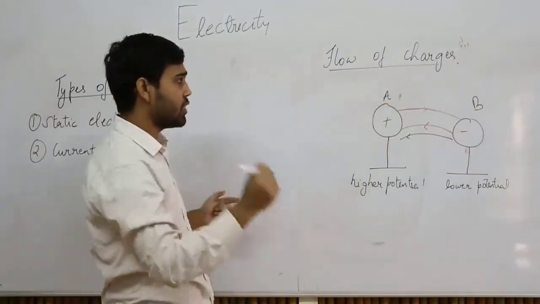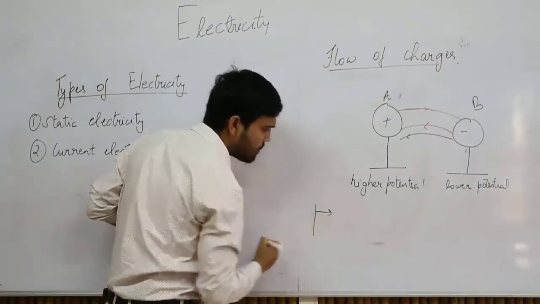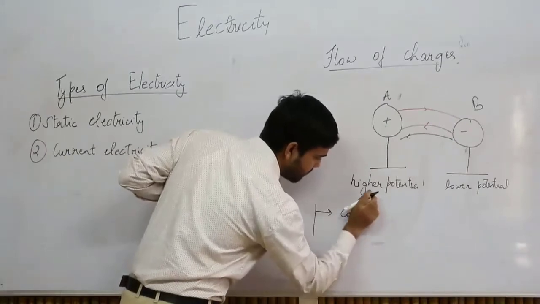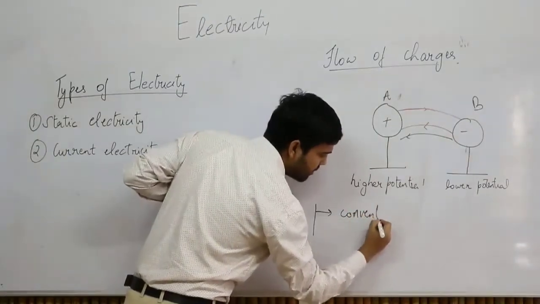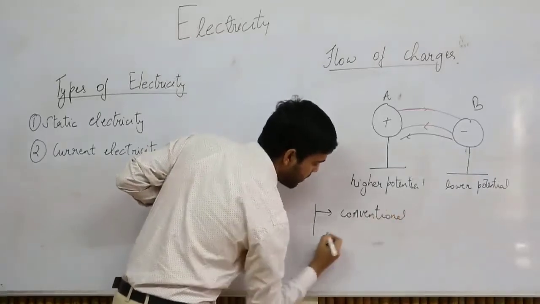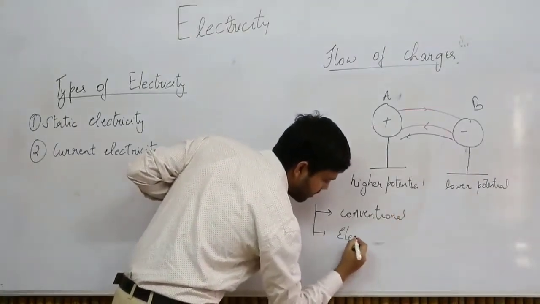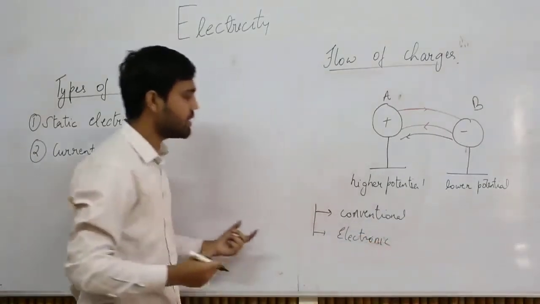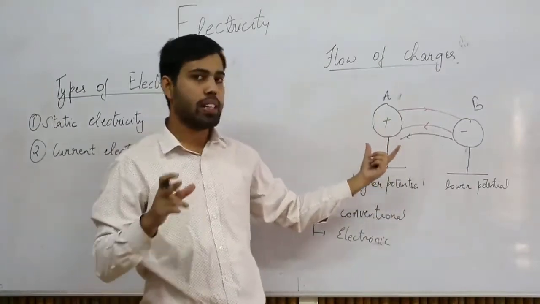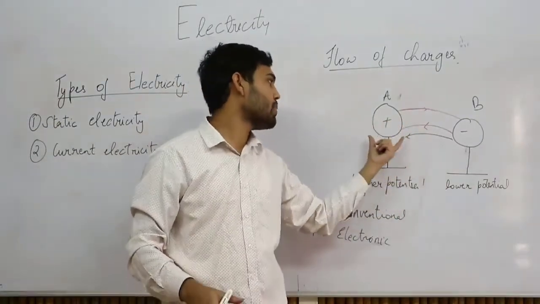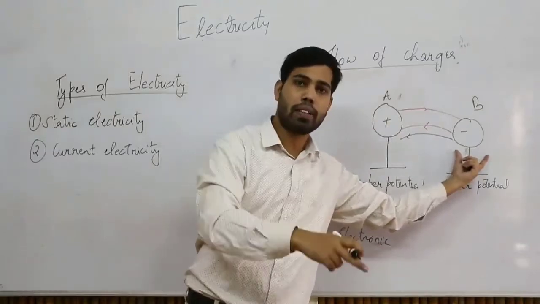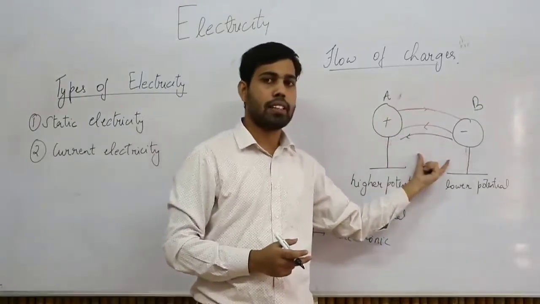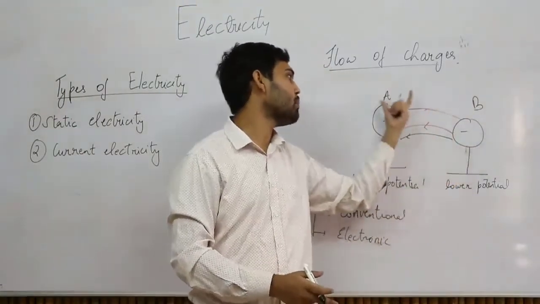Again, here I get two types of current, or two types of electricity. One is your conventional current and the other is your electronic current. What is conventional current? The current that we assume is flowing through a body from the positive terminal to the negative terminal by convention, that is by assumption. And what is electronic current? The actual flow of electrons from the negative body to the positive body.